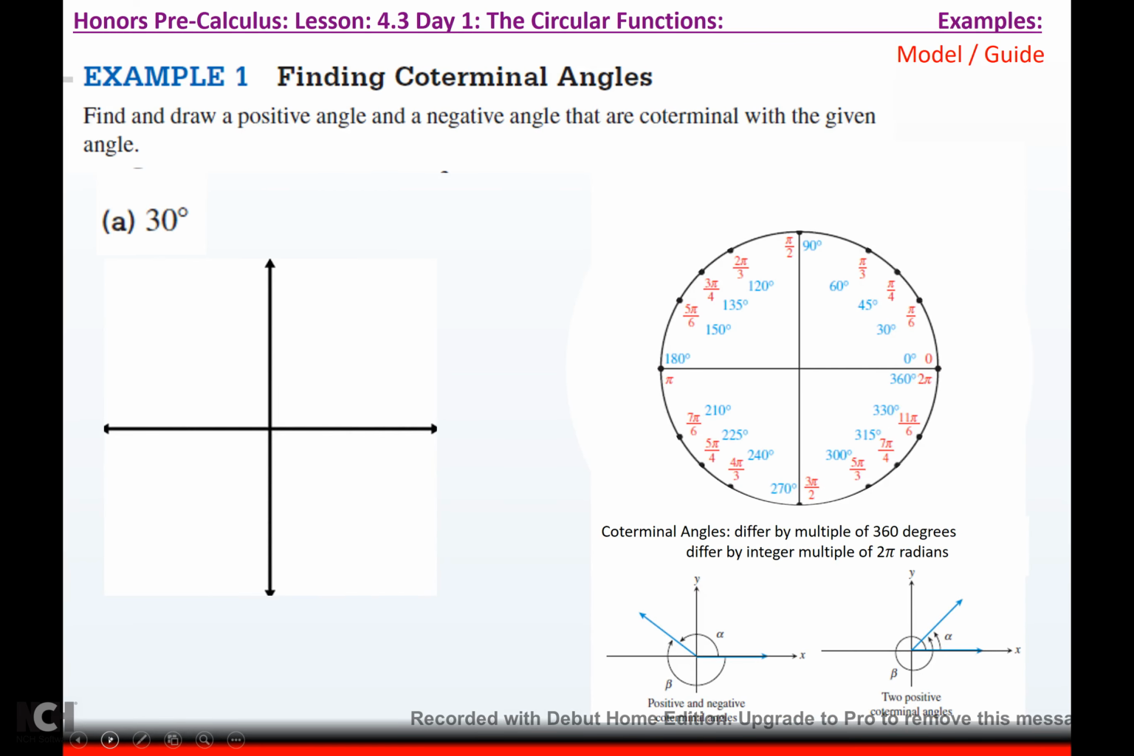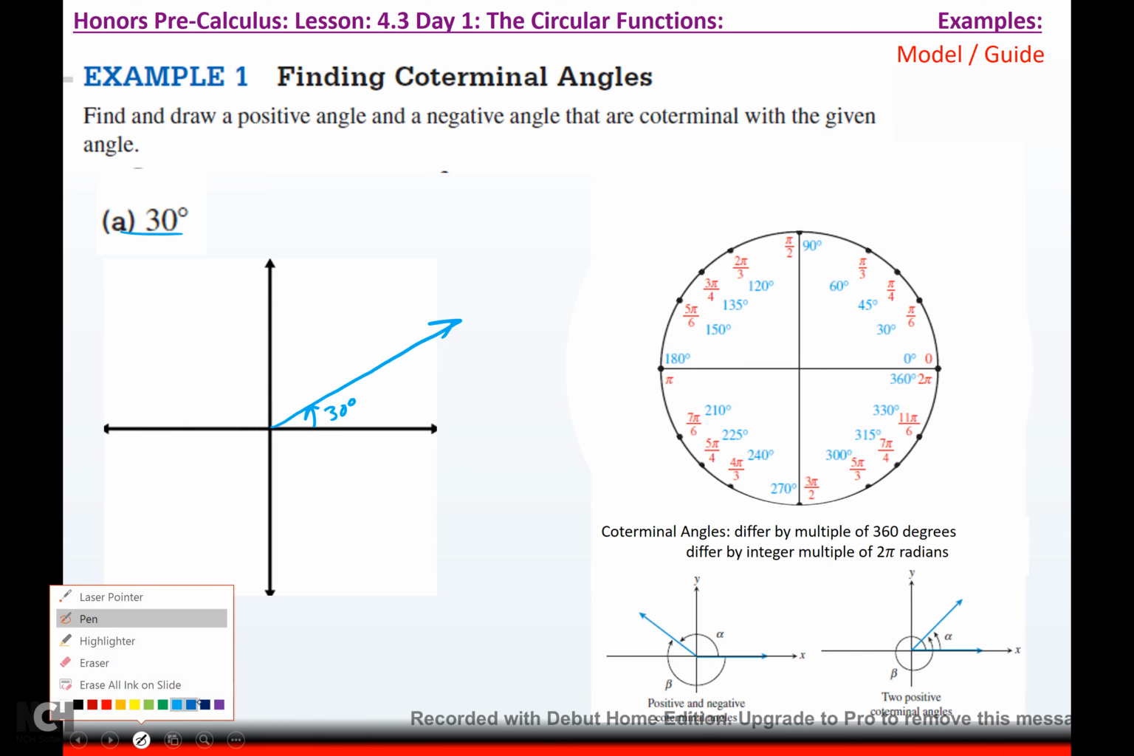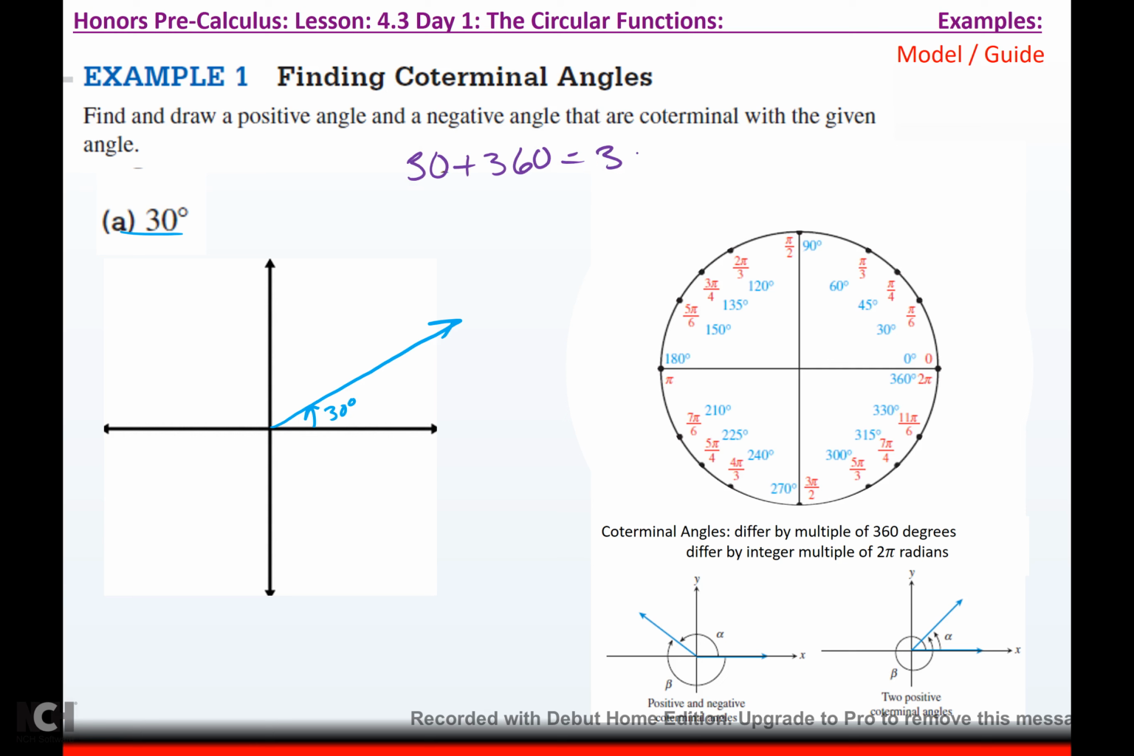Alright, so it says find and draw a positive angle and a negative angle that are coterminal with the given angle. The given angle is 30 degrees, so that would be right here. There's 30 degrees. To get a positive coterminal angle, I add 360, which gives me 390. So to draw it, I would go all the way around one time, plus another 30, and that would give me my 390 degree angle.